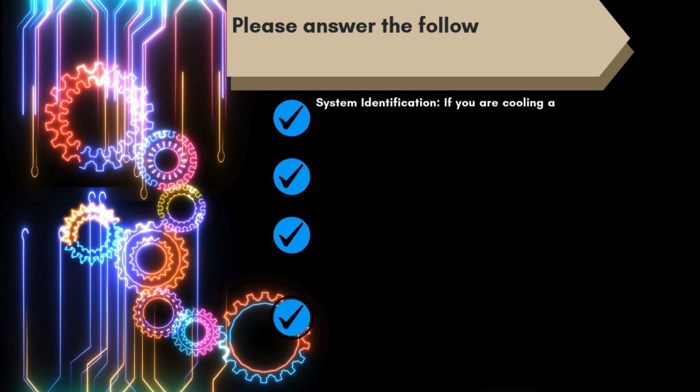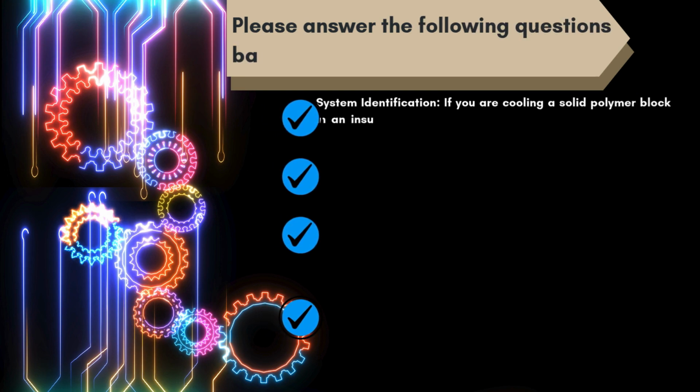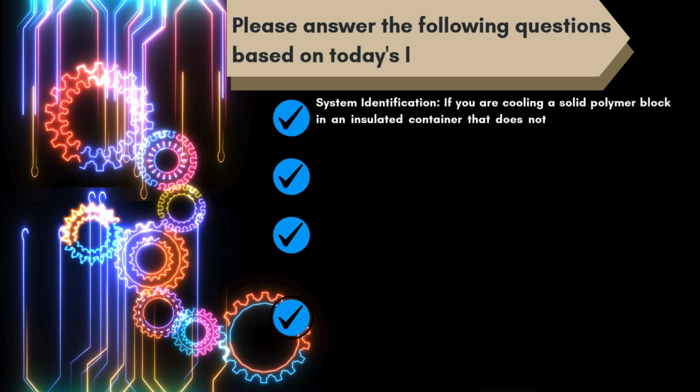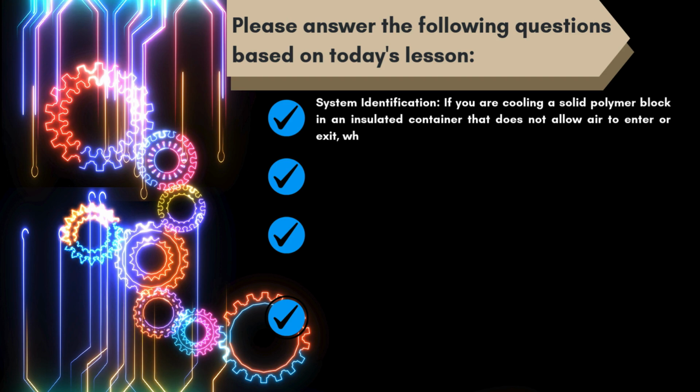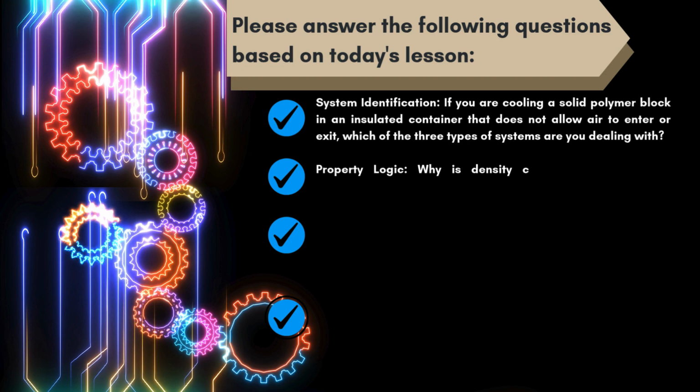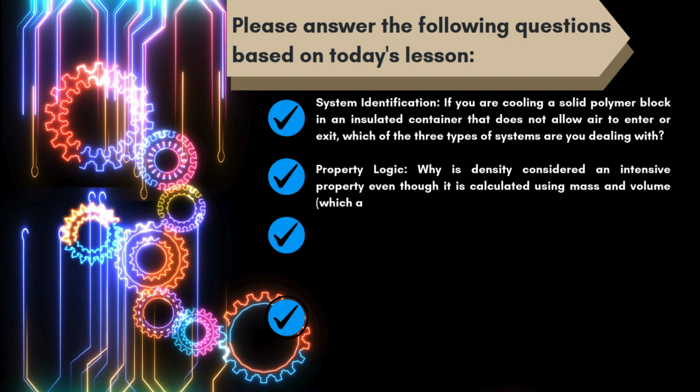Please answer the following questions based on today's lesson. 1. System identification. If you are cooling a solid polymer block in an insulated container that does not allow air to enter or exit, which of the 3 types of systems are you dealing with? 2. Property logic. Why is density considered an intensive property even though it is calculated using mass and volume, which are extensive? 3. Process scenario.